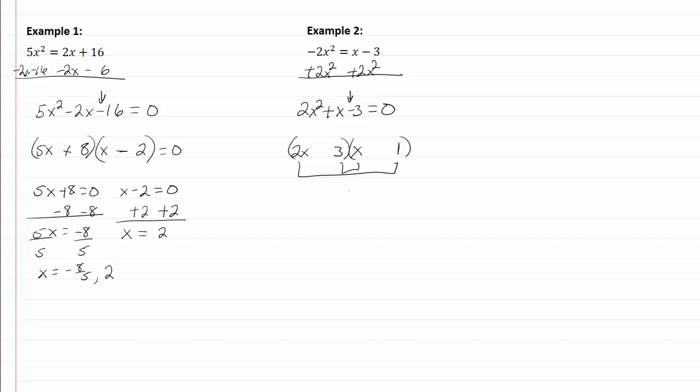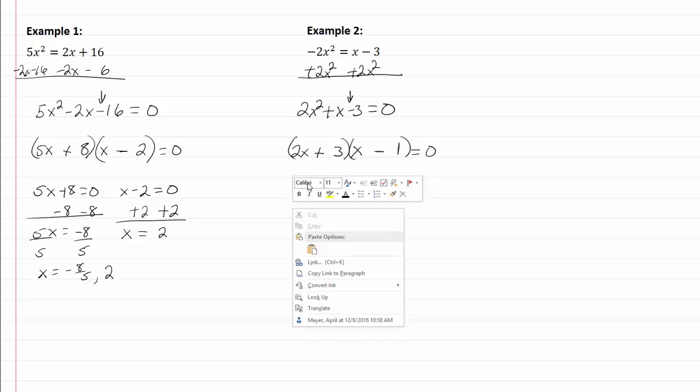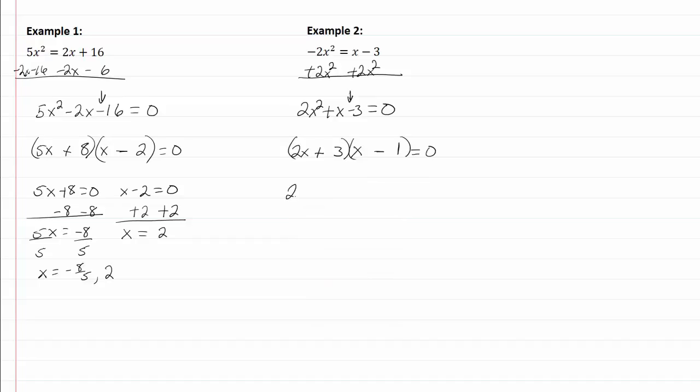Let's double check this. I've got 2x minus 3x. That would give me a negative x, so I need to change my signs there. That means my negative goes in my last box. My positive goes in my first box. I now have that factored. Set those equal to 0. Write each factor equal to 0.